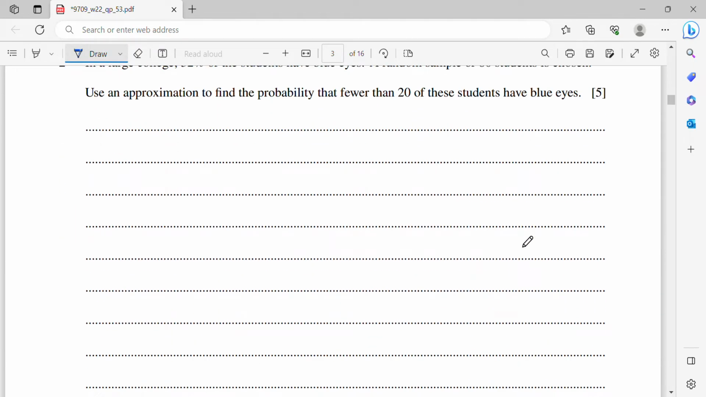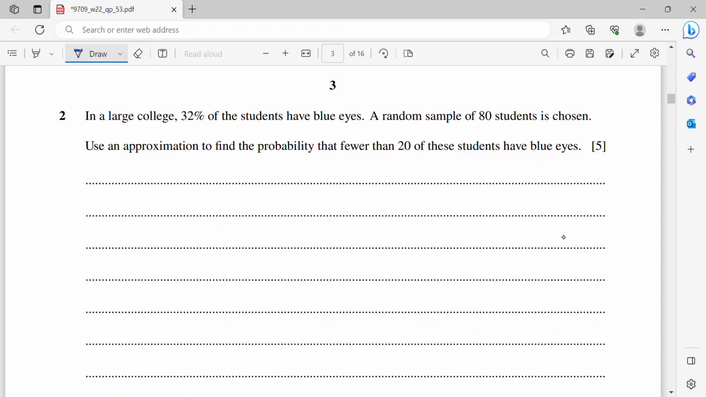Okay, now for question 2. In a large college, 32% of the students have blue eyes. A random sample of 80 students is chosen. Use an approximation to find the probability that fewer than 20 of these students have blue eyes. So now your sample size is 80, and the number of students is a discrete random variable. Initially it was binomial, but since your n is 80, we use the normal approximation to the binomial.